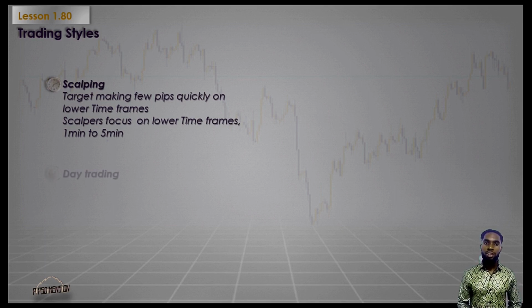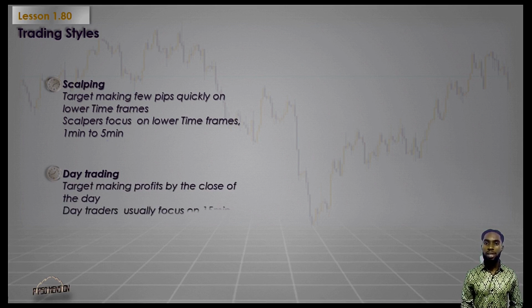Day trading targets at making a profit by the close of the day. This form of trading aims at making profits on the market move for the day. Day traders make their trades on the 15 minutes to 1 hour time frames to make some profit within the day. This form of trading is more appropriate for people who are quite patient enough to see the result by the close of the day.